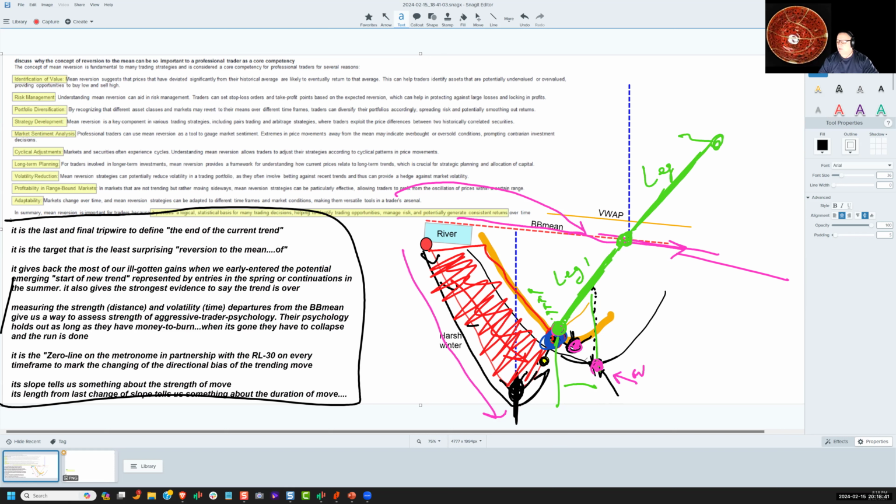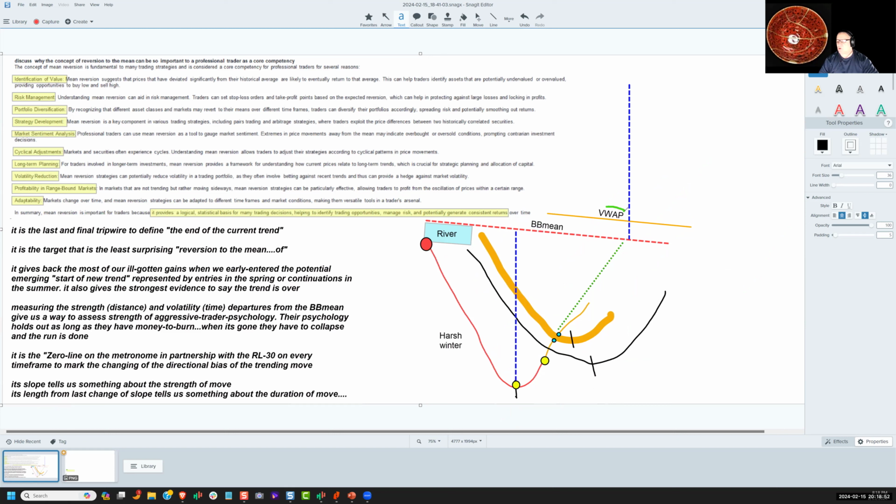If I'm lucky and this thing keeps going beyond, and this is where we're talking about oscillating on either side of the Bollinger Band mean. The other thing that I look at is also in a downward move, you typically see the Bollinger Band mean closer than the VWAP. And the crossing of the Bollinger Band mean gives me an upside bias, and crossing the VWAP absolutely gives me an upside bias.